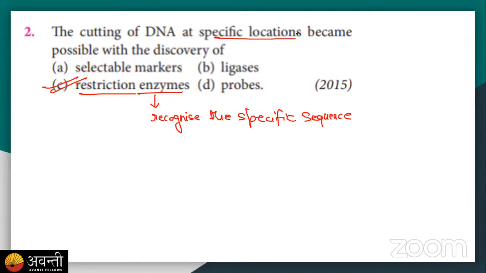So the answer is C. Why have we not chosen the selectable marker? Because this is a gene coding for some specific enzyme, in which we incorporate our gene of interest so that we are able to find out whether the incorporation has taken place or not. Ligases are the enzymes which are used to ligate, that means to stick things together, or to make a bond. Whereas probes are used to magnify something, to visualize something.